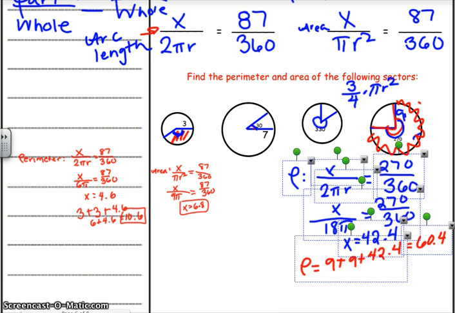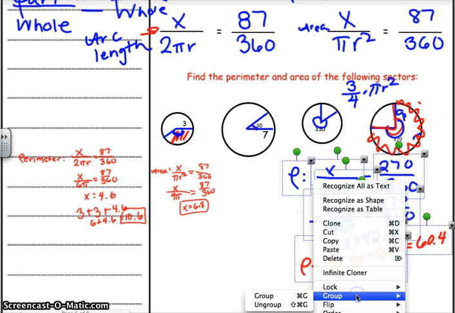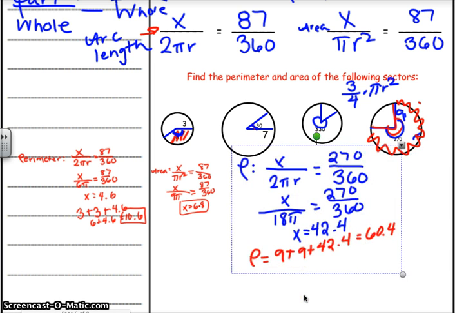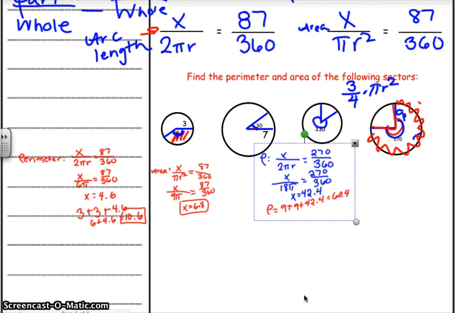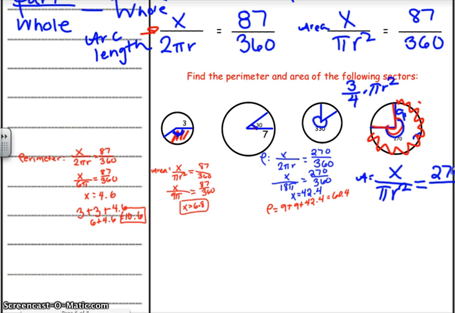Now we'll do area. And the nice thing about area is you're done in one shot. So area. Part of my area is to the whole area, pi r squared, as part of my degrees is to the whole degrees.